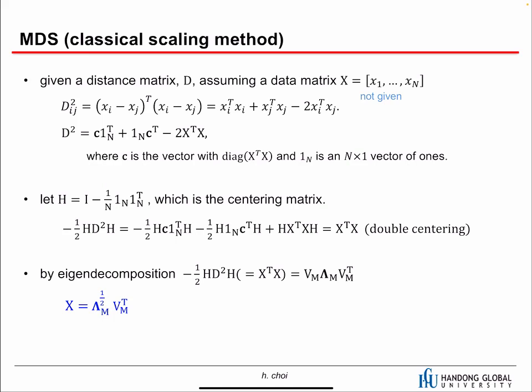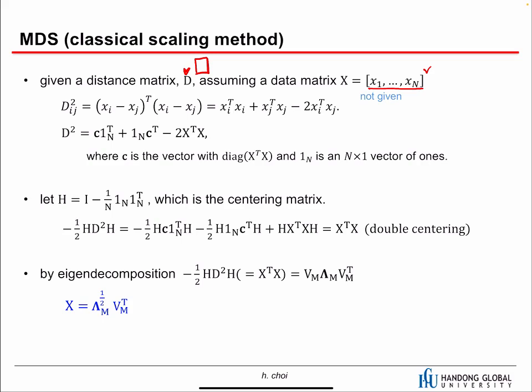So let's say we have a distance matrix D. And then let's assume that a data matrix X is like this. Obviously X is not given, but since we have an n by n distance matrix, we know how many samples or how many cities there are. So let's assume that we have n points, even though these points are not given, so they're kind of imaginary points.